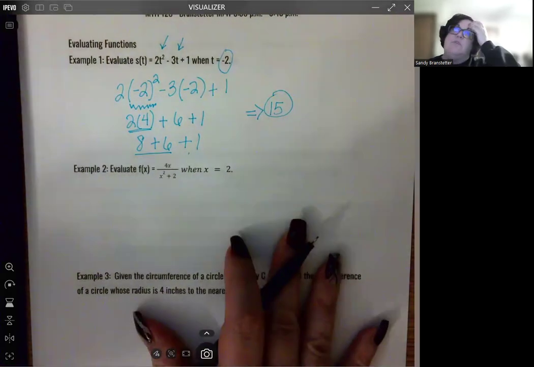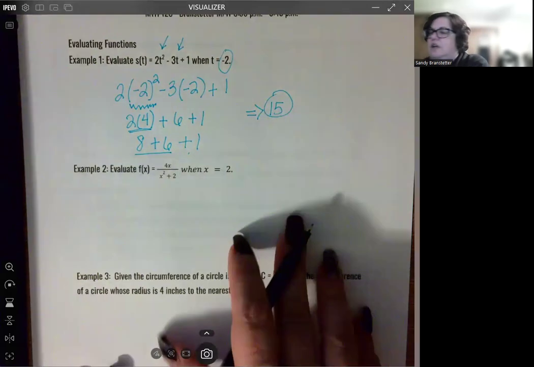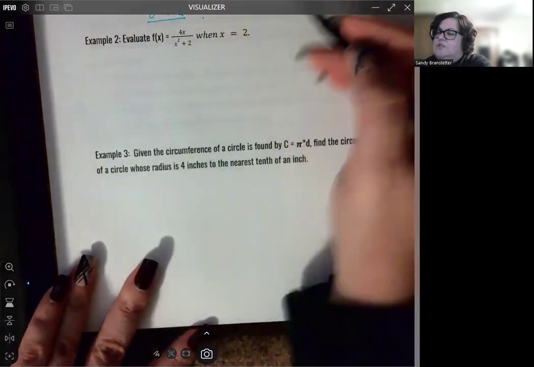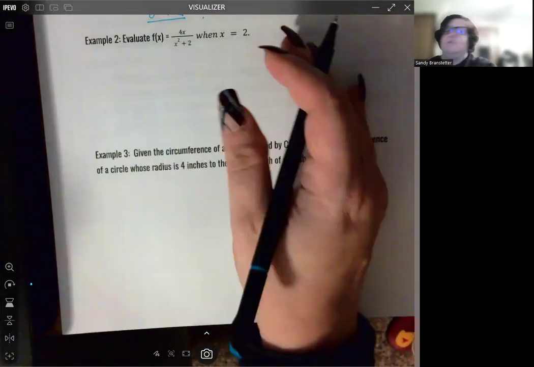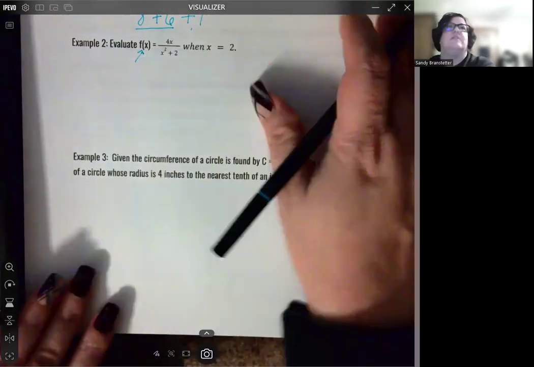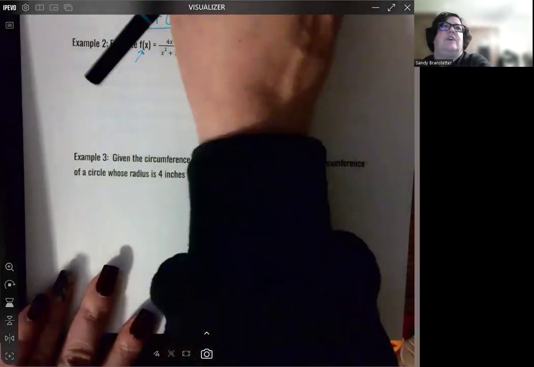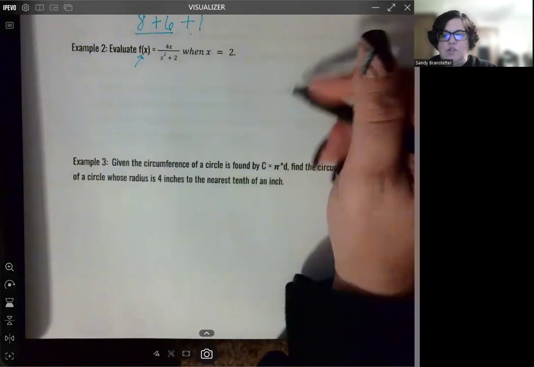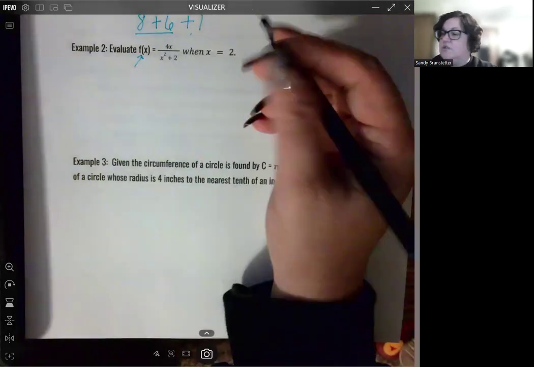For example 2, I have a fraction. f of x equals 4x over x squared plus 2 when x equals 2. With functions, we are using this notation f of x. We can have g of x, h of x, etc. It's just a name for the equation, and they're called functions.